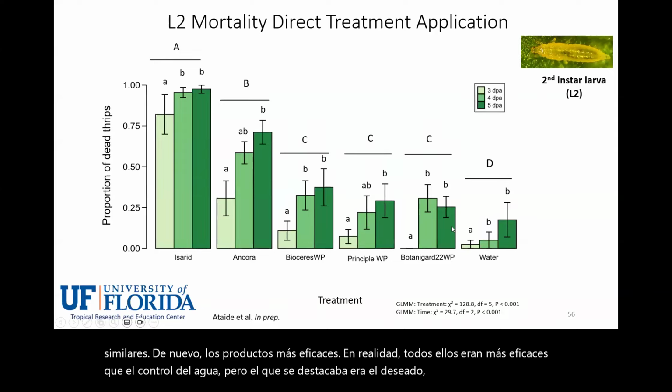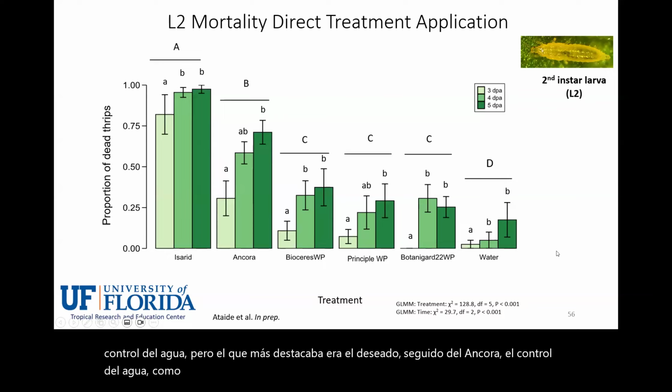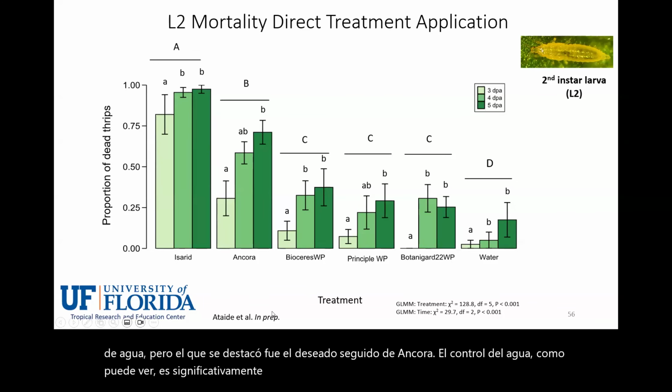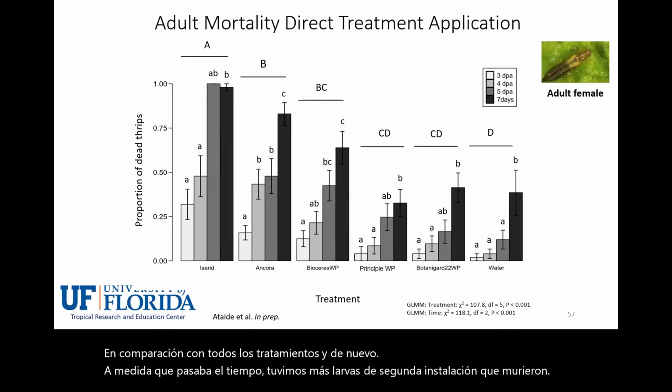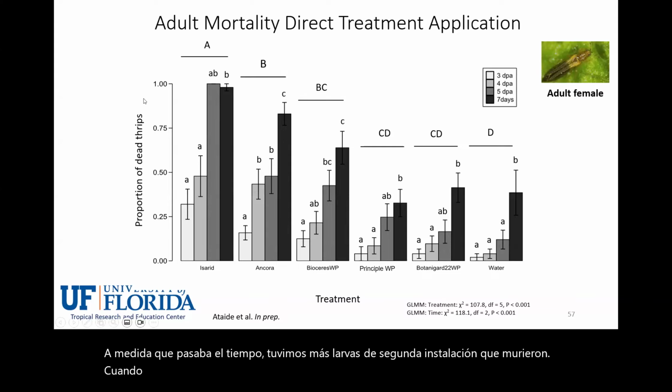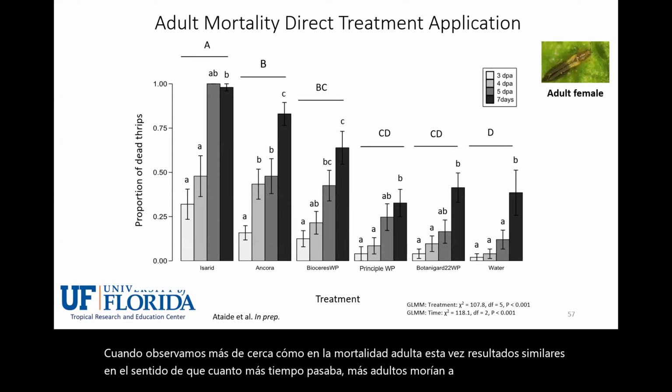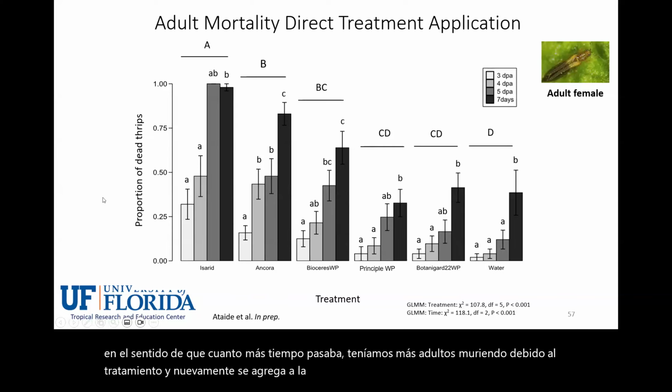The water control, as you can see, has significantly lower mortality in comparison to all the treatments. And again, as time passed by, we had more second instar larvae dying. When we took a closer look at the adult mortality this time, similar results in the sense that the more time was passing, we had more adults dying because of the treatment. And again, Isarid, Ancora, and Bioseries were significantly different than the water control. They caused significantly higher mortality than the water control.